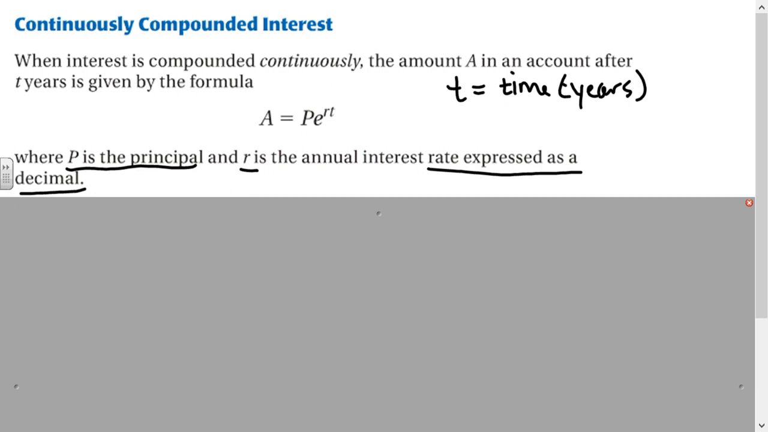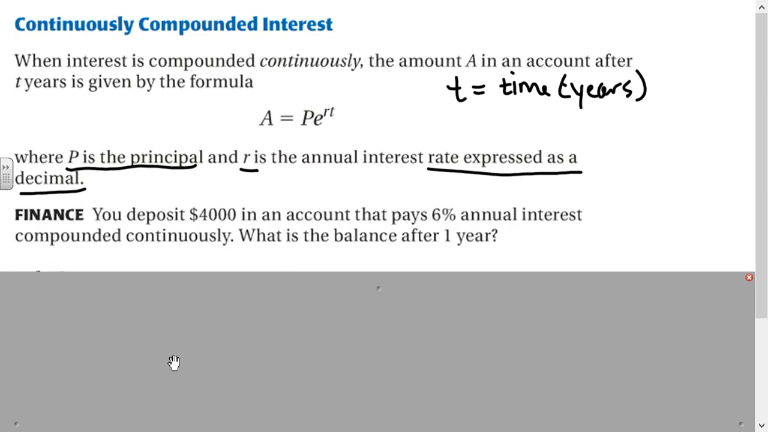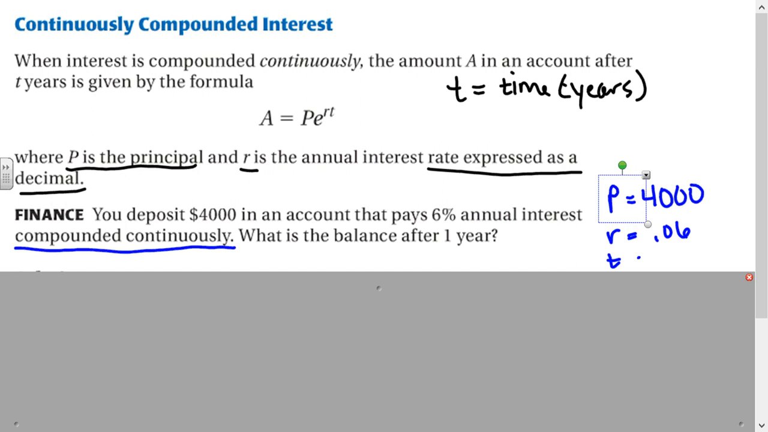So in your problem, you'll have a problem like this. You deposit $4,000 in an account that pays 6% annual interest compounded continuously. So that's your key phrase right there. When it says compounded continuously, you have to use the PERT formula. And it says, what is the balance after 1 year? So P, we know, is 4,000. The rate is 6%, which as a decimal would be 0.06, and the time is 1 year.